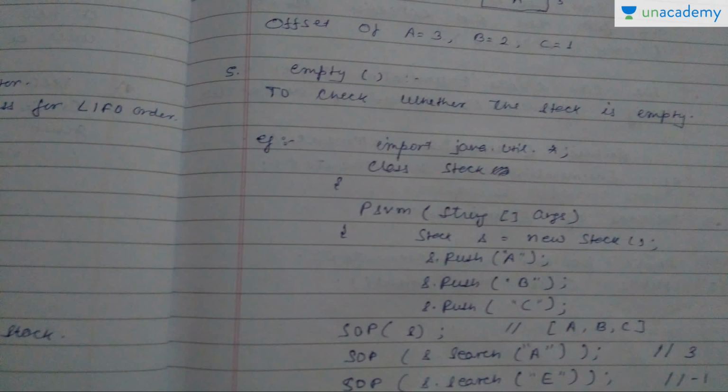Now we'll write System.out.println(s.search("e")). So we are trying to find out the offset for the element e. We have just seen that we have inserted only the elements a, b, and c. We don't have any element like e here. So this will return the value -1. If we do not have any element of that particular value, then the stack will return -1 as the offset.